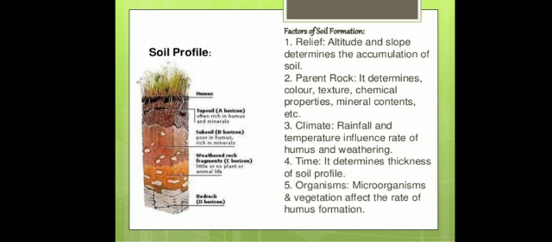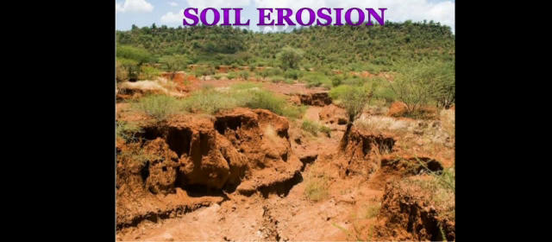The last factor is organisms. Microorganisms and vegetation affect the rate of humus formation. They help to convert young soil into mature soil. Dead plants provide humus, which is consumed by other forms of life like bacteria. So children, we have discussed 5 factors of soil formation, that is relief, parent rock, climate, time and organisms.